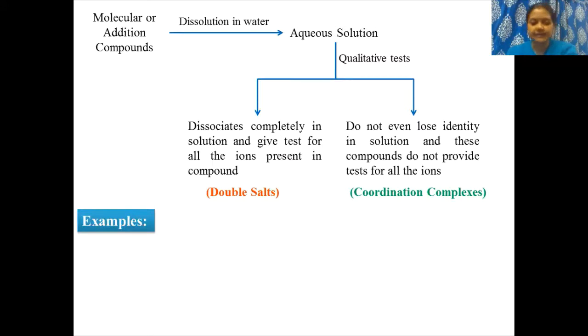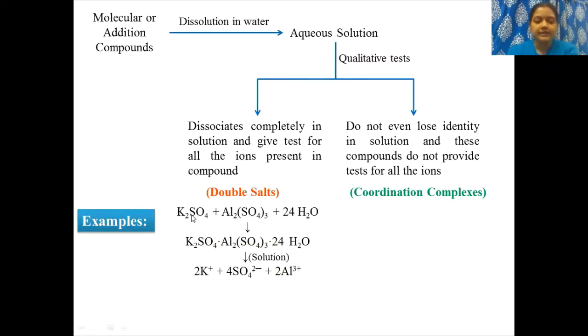We will see some examples. In this example, potassium sulfate and aluminum sulfate are mixed in a 1 to 1 ratio in water solution, and we get our molecular or addition compound, which is potassium alum. Then this compound is dissolved in water and a qualitative test is performed, and as expected it gives us tests for all the ions: potassium, sulfate and aluminum. So this is a double salt.